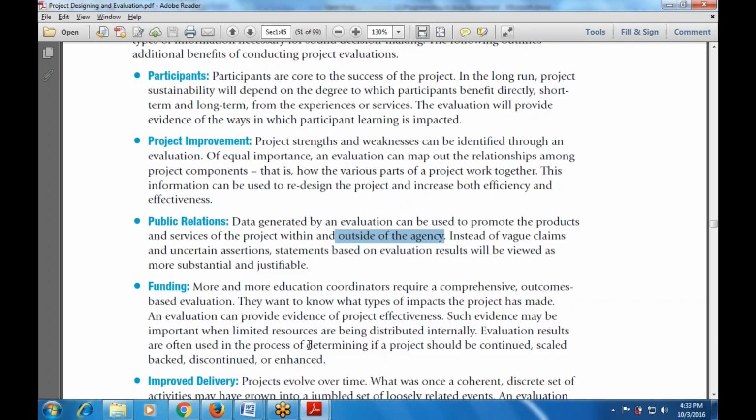Evaluation results are often used in the process of determining if a project should be continued, scaled back, discontinued, or enhanced. That is the funding. So one is the participants, the next one is the project improvement, the next one is the project public relations, then funding. How much funding will be provided given the project effectiveness? What is the main audience? What is the main evidence that is used when distributed internally?